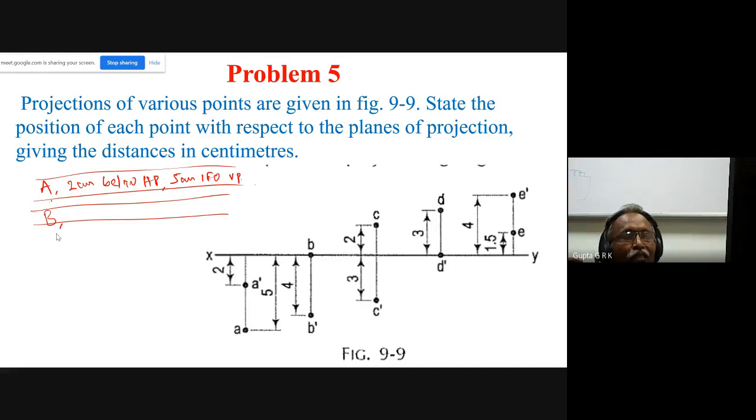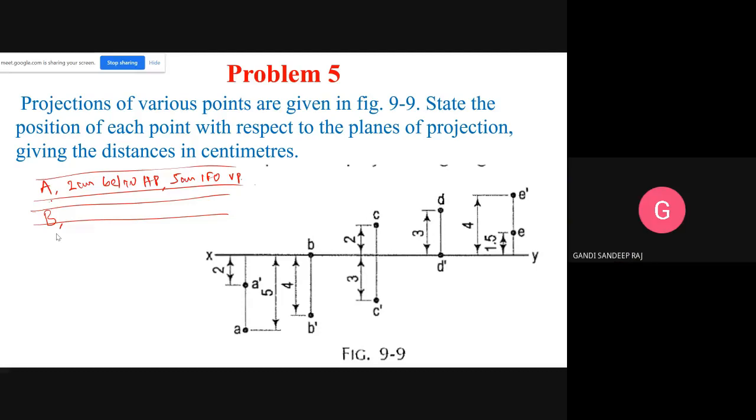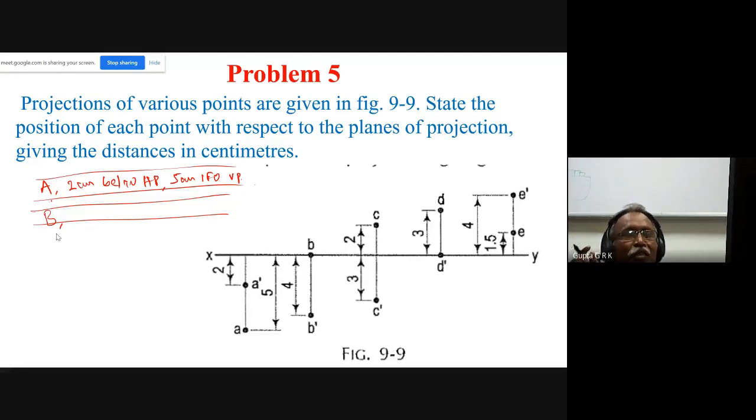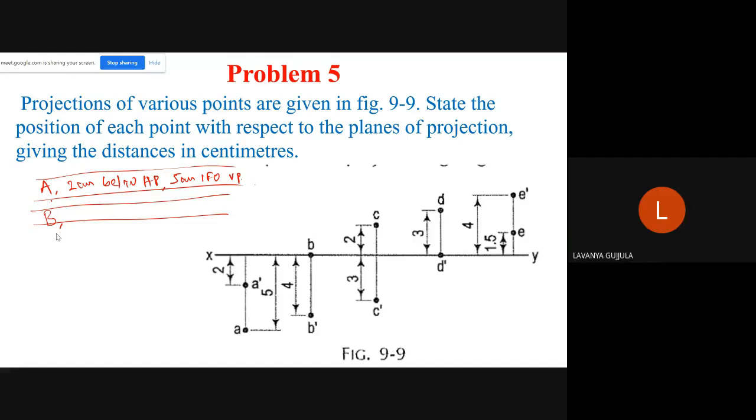D, on HP and 3 centimeters behind VP. Okay. Next, the last one, E point. 1.5 centimeter in front of HP. You tell me with respect to HP. It means E dash I have to see. So 4 centimeters above HP, and 1.5 centimeters in front of, behind VP.